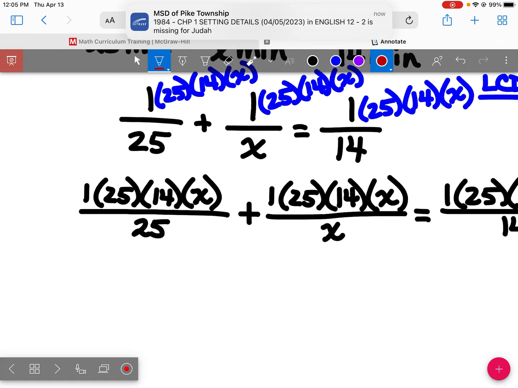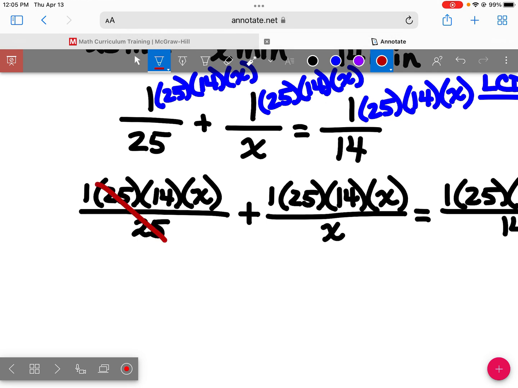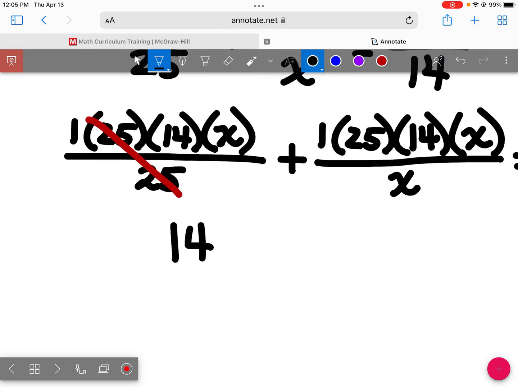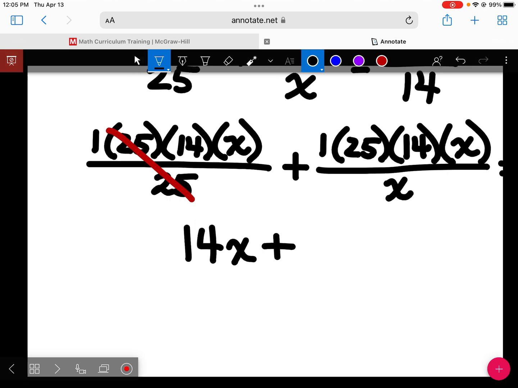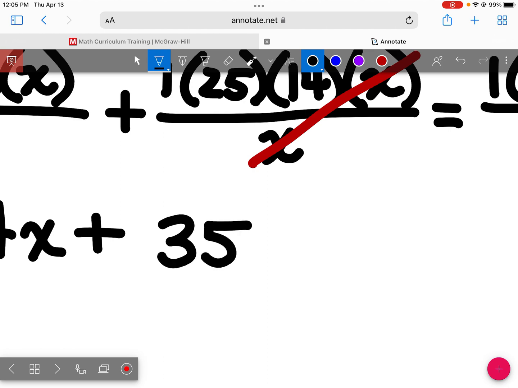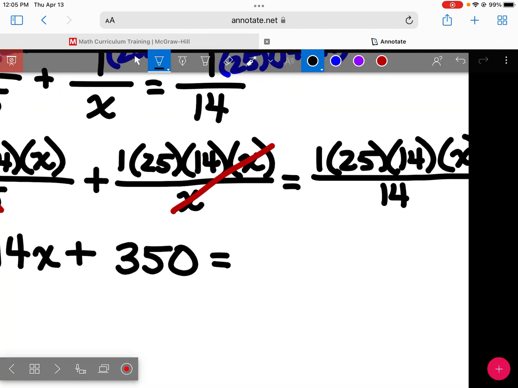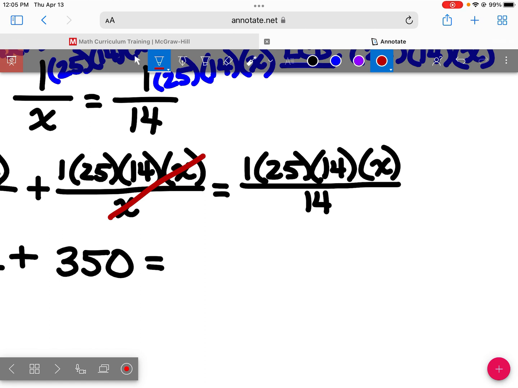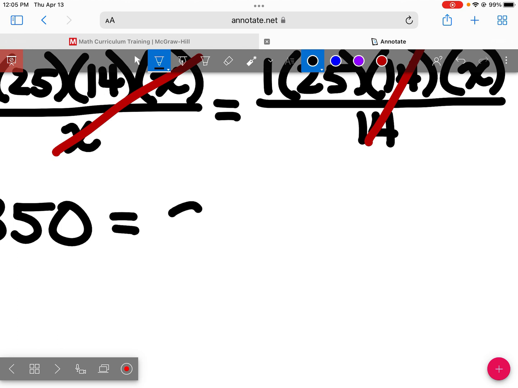What cancels in the first? 25. What am I left with? 14X. Drop my plus sign down. What cancels in the second one? X is cancel. So what do I have there? What am I left with? 350 is equal to, what cancels in the last one? 14s. What am I left with? 25X.